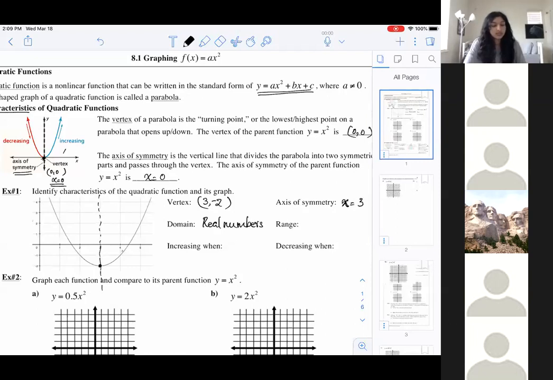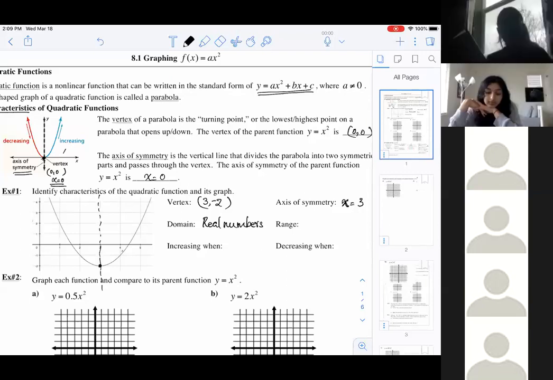Because you can take anything. So you see that you can take 1, you can go this way. It just looks like it's cut right here, but it's actually not. It continues forever in both directions. So the domain is all real numbers. What about the range?